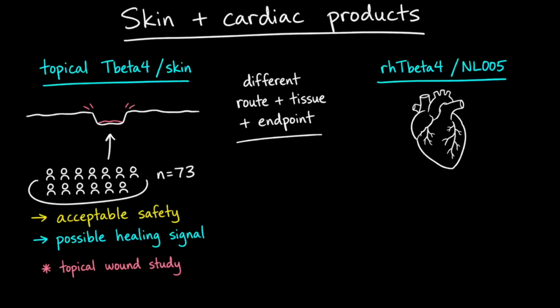And for skin results, there was a phase 2 venous stasis ulcer study with topical thymosin beta-4. The safety across doses was reported as acceptable and comparable to placebo, and the 0.03% signal suggested possible healing acceleration here.